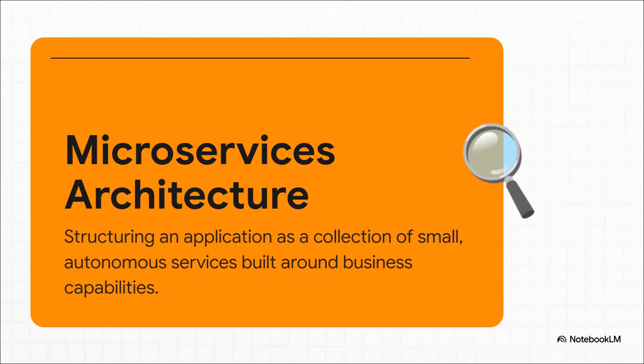Instead of building one giant application, the idea is you build a collection of small, separate, independent services that all communicate with each other. Each service has exactly one job, one business function it's responsible for. So you'd have one service just for user logins, another one just for processing payments, a separate one for the product catalog, and so on.